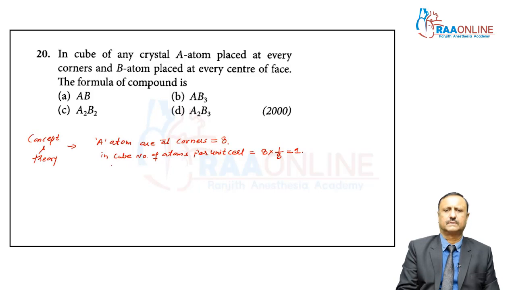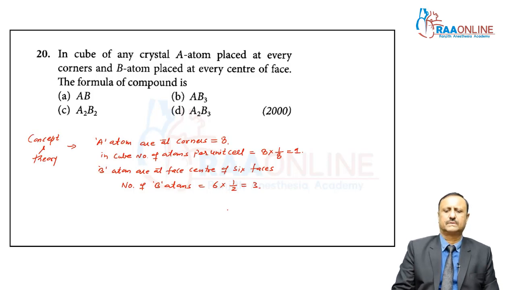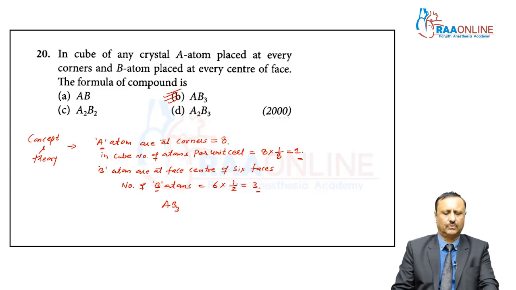Now, my dear students, B atoms are at the face centers of 6 faces. The number of B atoms equals 6 into 1 by 2, that equals 3. So here, my dear friends, you get 3 for B and 1 for A. So your answer is AB3. Question number 20, answer is B, that is AB3. This question was also asked in NEET 2000, and you can solve it in this way. Now we can go to question number 21.